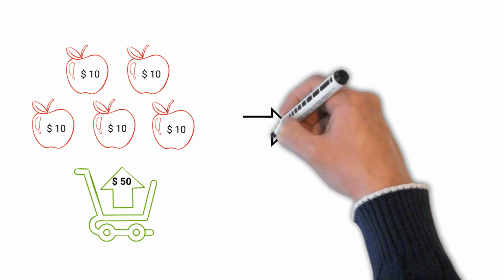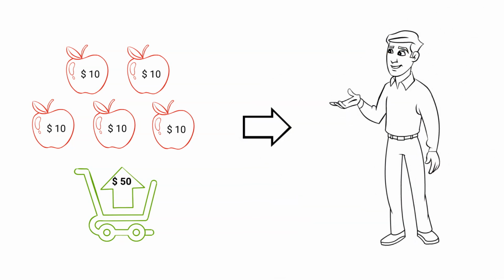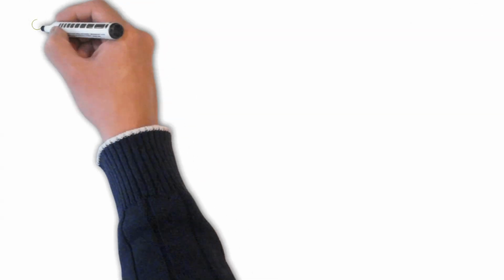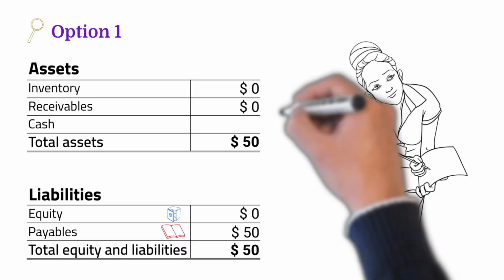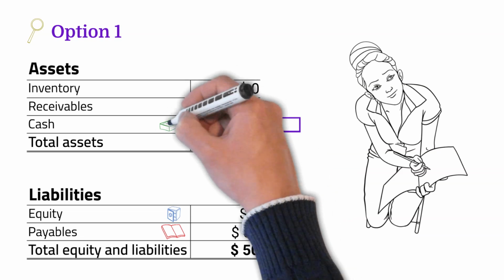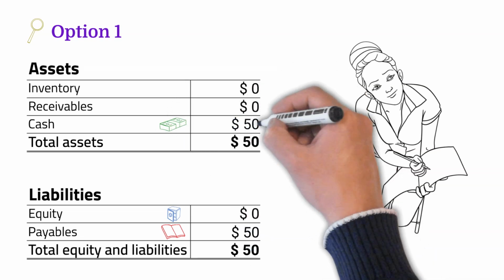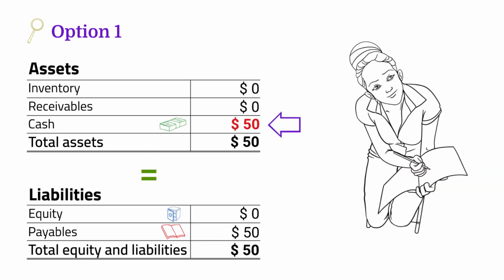Now, to run the business, you sell the 5 apples. Here there are 2 possible outcomes. Option 1. Immediate payment from your customer. Customer pays $50 in cash and your balance sheet changes as follows. You record cash of $50 in your assets and your payables still stay at $50. Balance sheet balances.